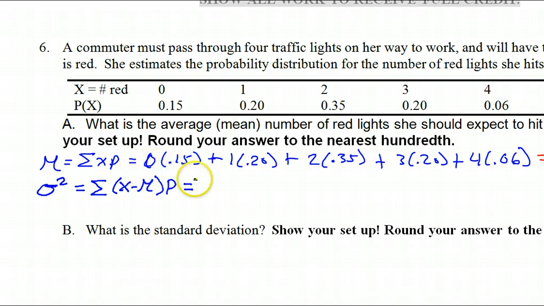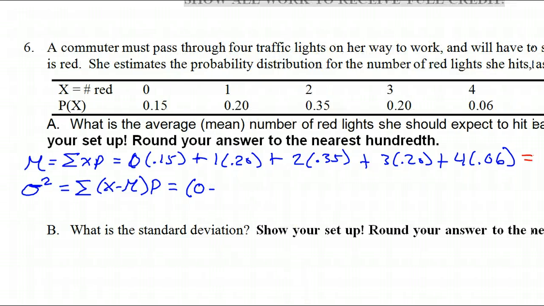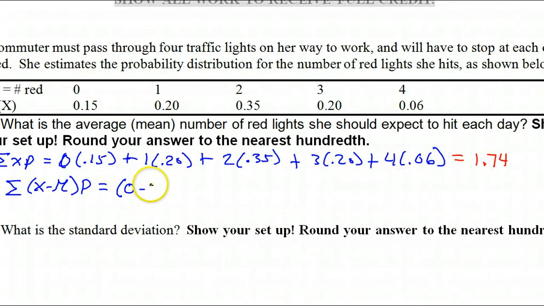Okay, so x, so that means 0. Wait, well, hold on, it's x minus the mean. So the x's are like my 0, the 1, 2. So 0 minus, what did I say the mean was? 1.74. So 0 minus 1.74. Oh wait, squared, almost forgot. It's x minus the mean squared times the probability. So 0 minus 1.74 squared, and then times 0.15.